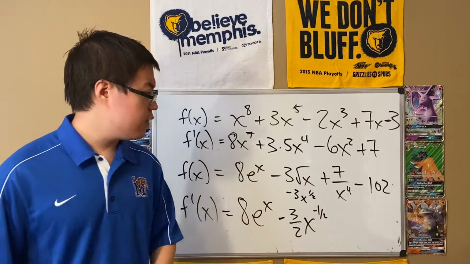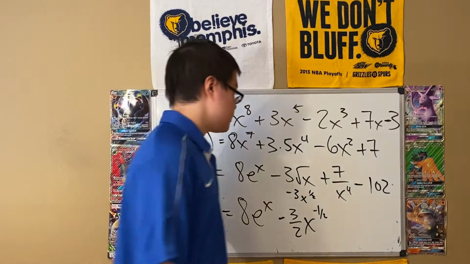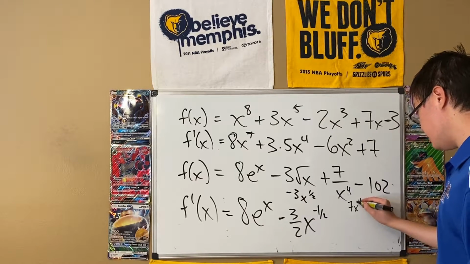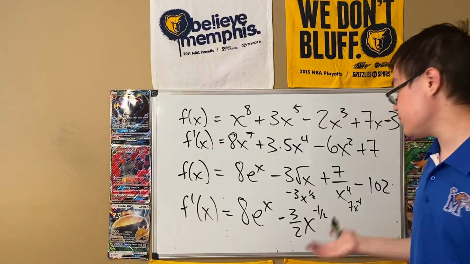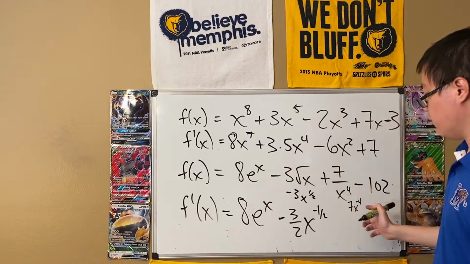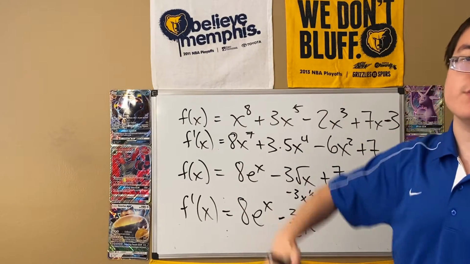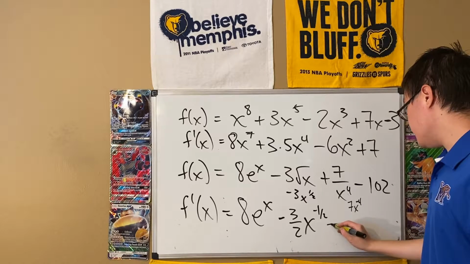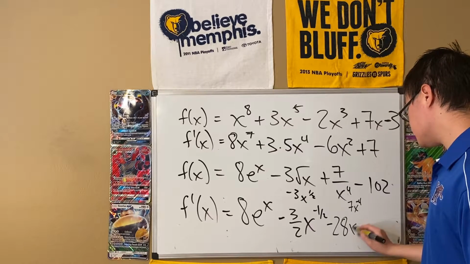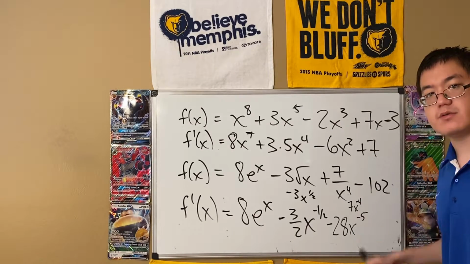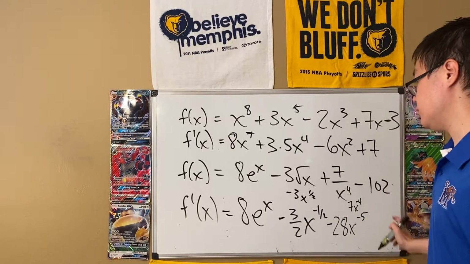Then same thing here. What you should do is rewrite the function. So in this case, it's going to be 7x to the negative 4, because it's a negative exponent. Take the number to the front, multiply it by the number that's already there, unless you want to do it in 2 steps. So in this case, it'll be minus 28x to the negative 5. And then finally, we have to take the derivative of 102, but it has no x's, so it's 0.